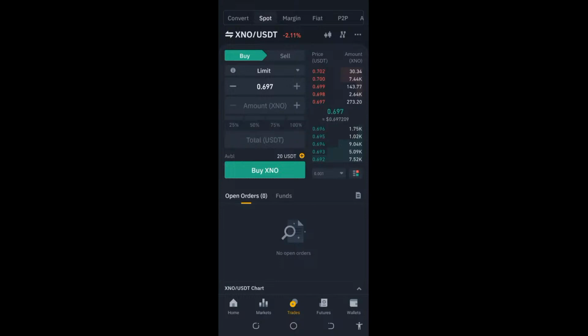All right, so today we have XNO/USDT. Let's quickly do the simulations, check our parameters, and see whether this will work. All right, let's go ahead with that.